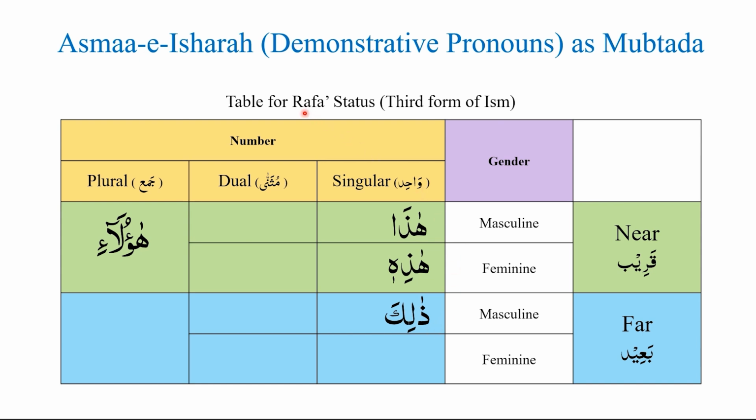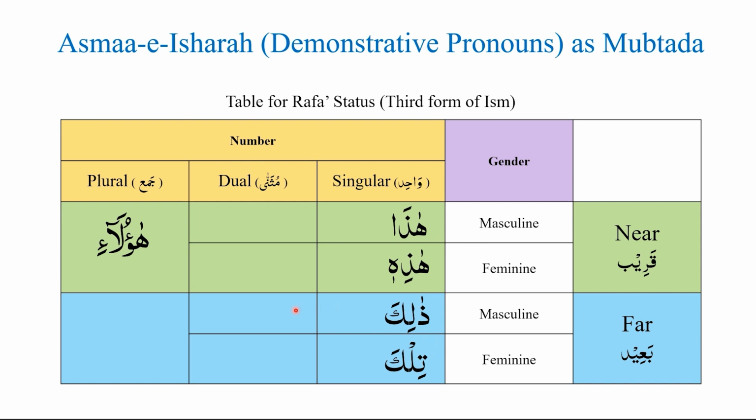Zalika is rafa in status because this table is for demonstrative pronouns that are rafa in status, because we are using demonstrative pronouns as mubtada and all mubtada will be rafa in status. Zalika is masculine. Zalika is singular. In order for us to point towards someone or something that is singular and feminine, we will use the demonstrative pronoun tilka. So, for demonstrating someone or something that is far and singular, for masculine we will use zalika, for feminine we will use tilka.